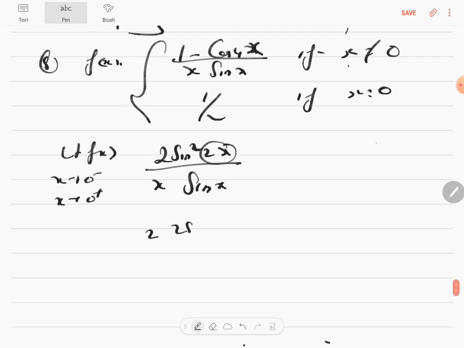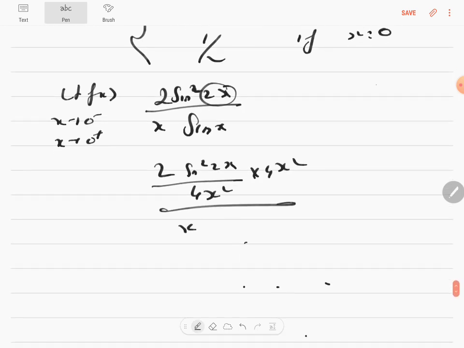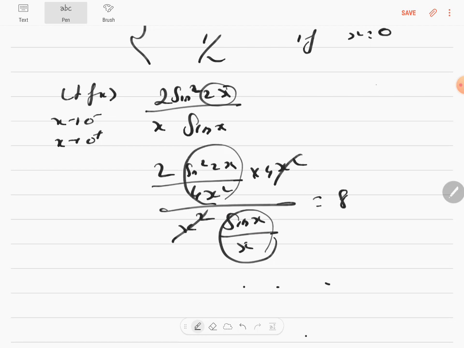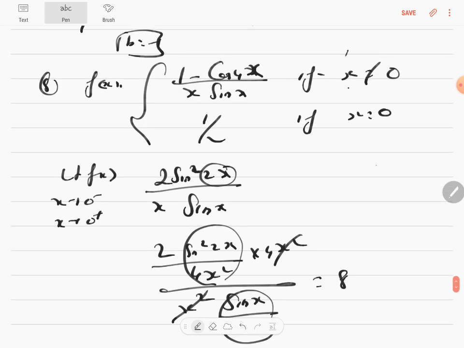So 2 sin square 2x by 4x square, into 4x square by x sin x. Here you have a sin x, so you have to multiply and divide by x. So this is 1. This is 1. X square gets cancelled. So the answer is 8. And therefore, what?